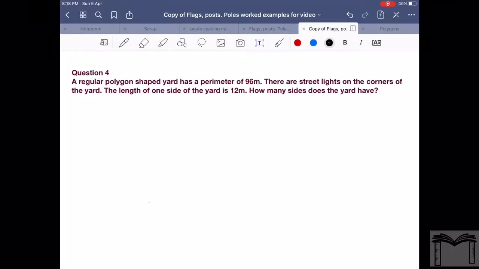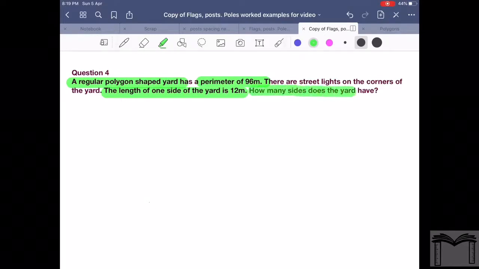Question 4. A regular polygon-shaped yard has a perimeter of 96 meters. There are street lights on the corners of the yard. The length of one side of the yard is 12 meters. How many sides does a yard have? So we can understand that the yard is in the shape of a regular polygon, but we are not sure which polygon just yet. We are given that the perimeter is 96 meters and the length of one side of the yard is 12 meters. Or in other words, the spacing from one street light to the other is 12 meters. We are required to find how many sides does a yard have, or in other words, the number of spaces between the street lights. So let's begin.